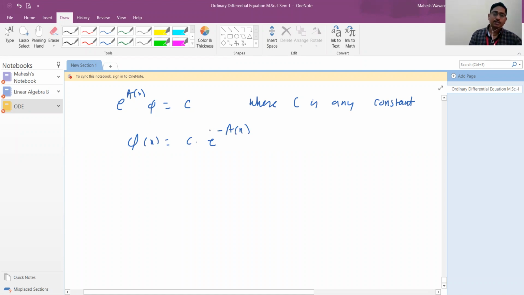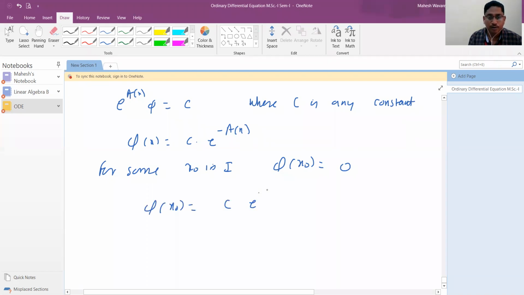Now initial condition is given to us. For some x naught in I, what is phi of x naught? Phi of x naught is given as 0, and from that we find c. Phi of x naught is equal to c e to the power minus a of x naught. We do not know what a of x naught is, but phi of x naught is 0, so c is a constant and we get the value of c as 0.